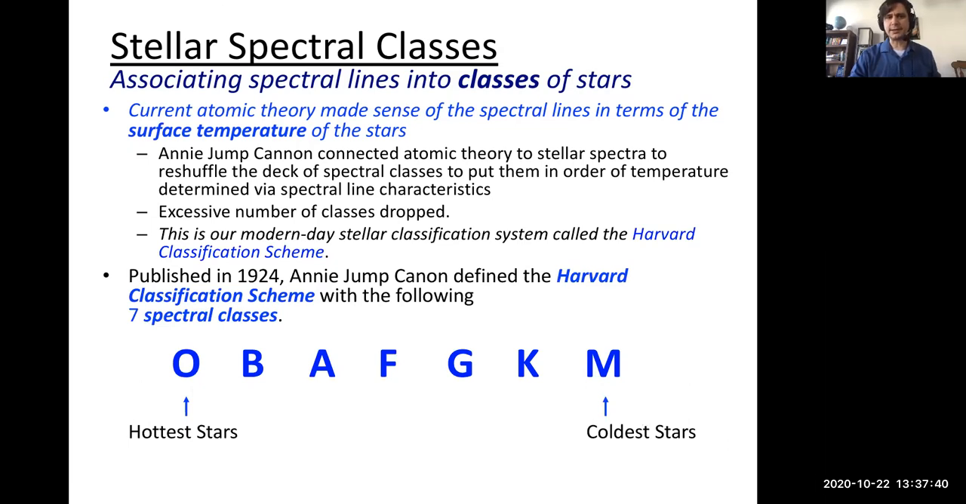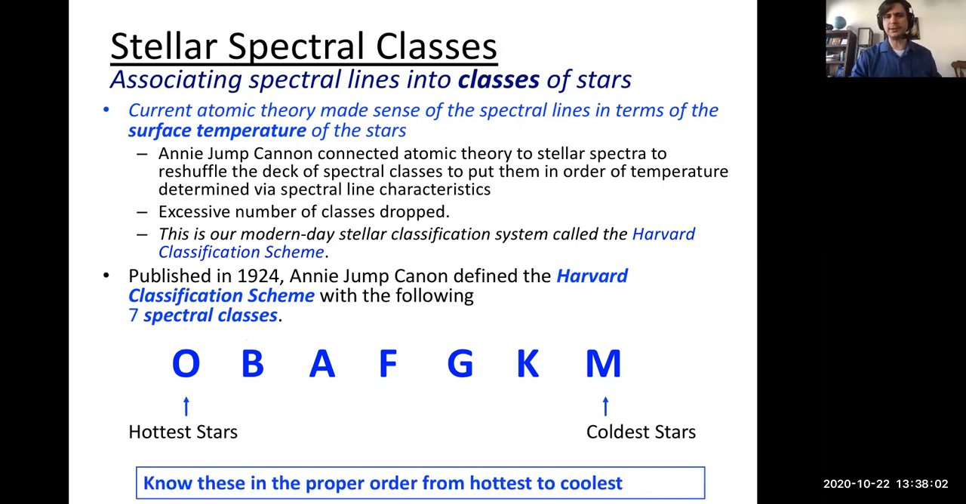The letters that remained were O for the hottest ones, then B for the next hottest, A, F, G, K, and M. So the hottest stars, the coolest stars, the 7 spectral classes. And we'd say things like O star, A star, M star to refer to the types of stars. Or we'd say an O-type star if you want to be really formal about it. So whenever you're hobnobbing with your stellar scientist friends, your stellar astrophysicists, now you can communicate in their language. Yes, you are going to need to know these in proper order from hottest to coolest.